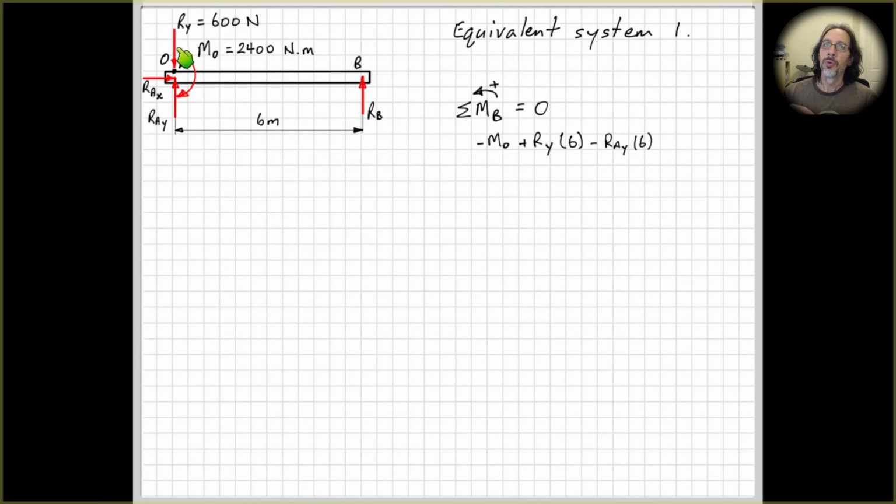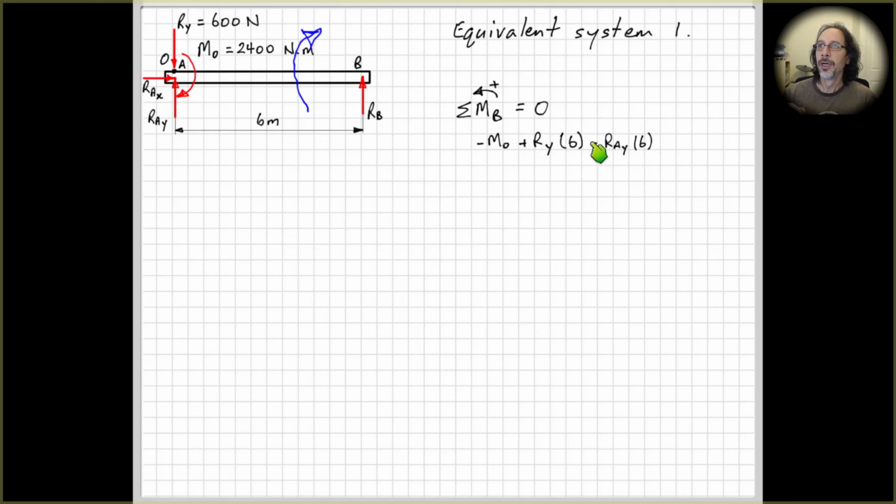We've got RY times 6, and that's tending to rotate about point B. So remember, we're taking moments about point B this time. That will tend to rotate around that way, which is anti-clockwise. This term here is positive. And then RAY over here, that force is tending to rotate that direction about point B. So that's clockwise, so therefore we have a negative sign out here.